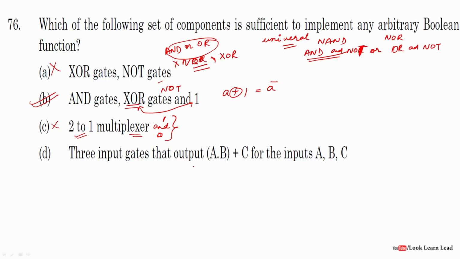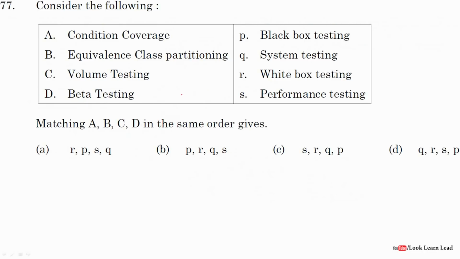3 input gates that output A dot B plus C for inputs A, B, C. So in this, if I put C equal to 1, then I'll get an AND gate. If I put B equal to 1, then I get an OR gate. But no NOT gate. NOT gate is important, so this option is also false. So the answer is B, because by using XOR and 1, we can make a NOT gate, and AND and NOT becomes NAND, and NAND is a universal gate. So answer is B. Next question.